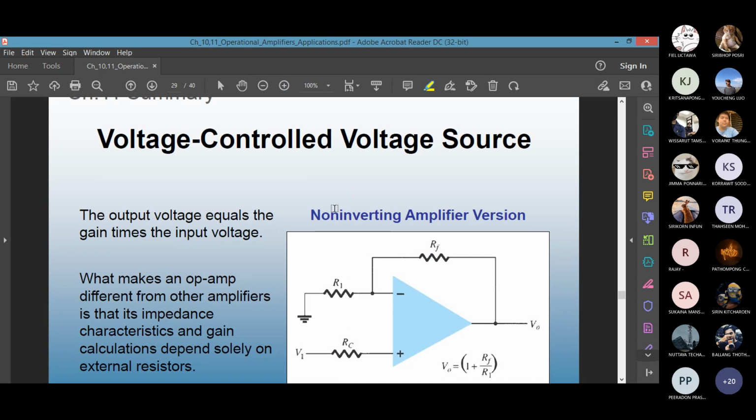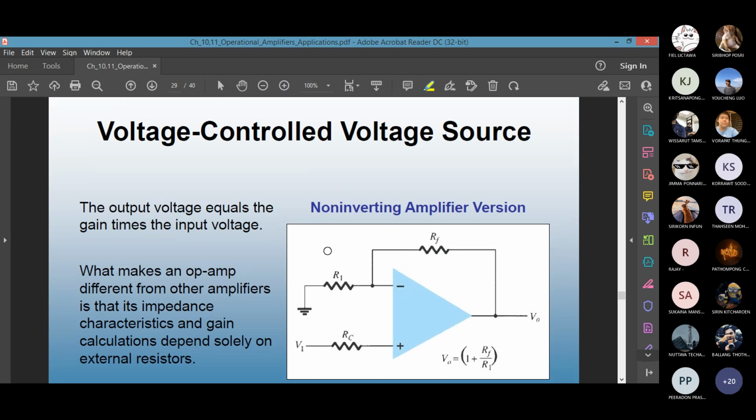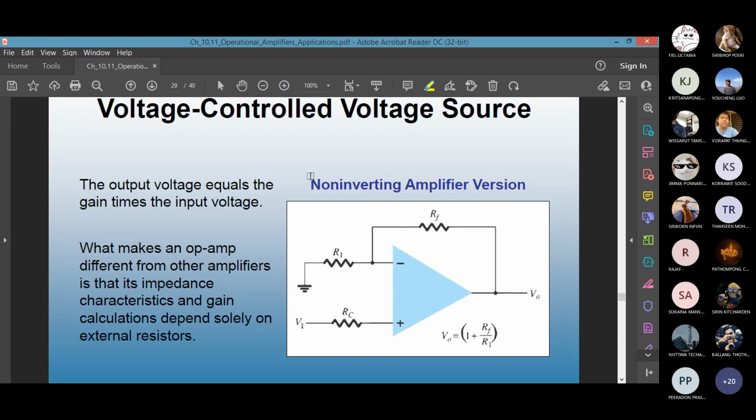This is a voltage controlled voltage source. Inverting or non-inverting? You can see it's a non-inverting amp version. Input is on the plus side, the inverting pin is grounded. What is the output equation? We derived it: V out equals 1 plus RF over R1, and there's a missing letter on this slide, you should correct, times what? V1.